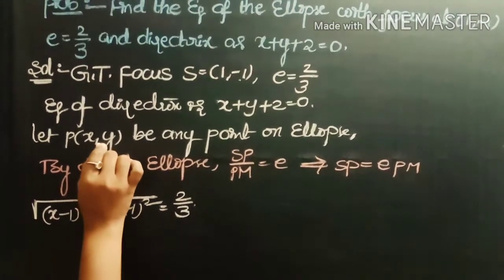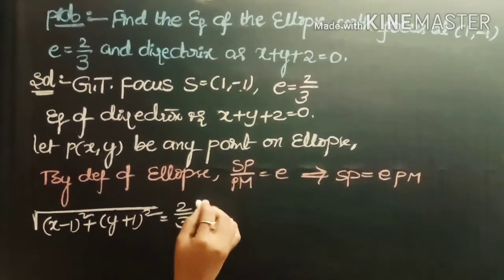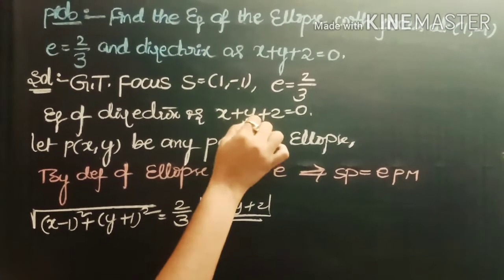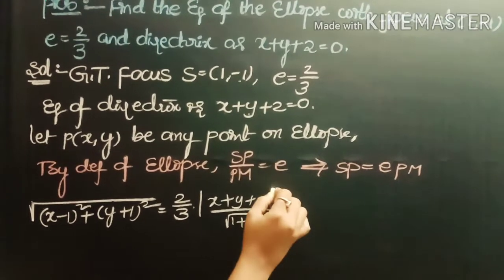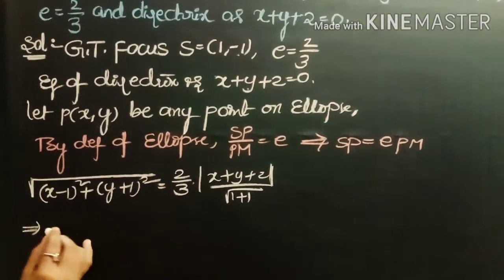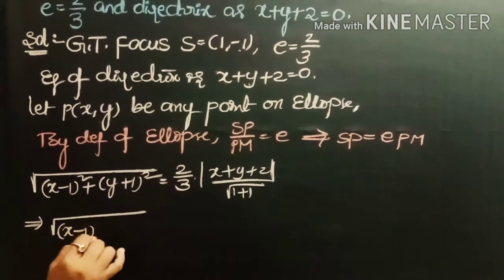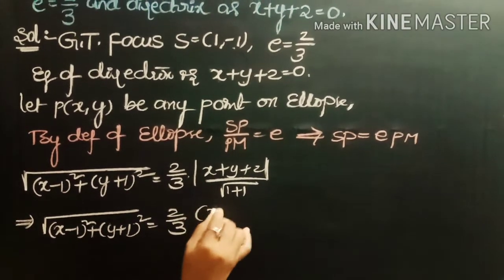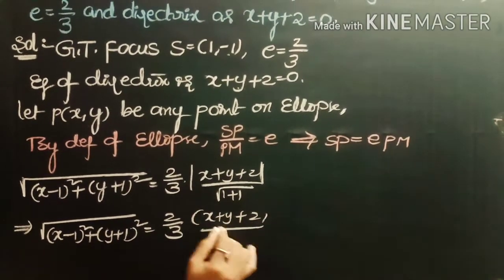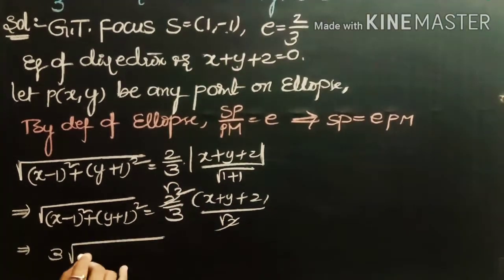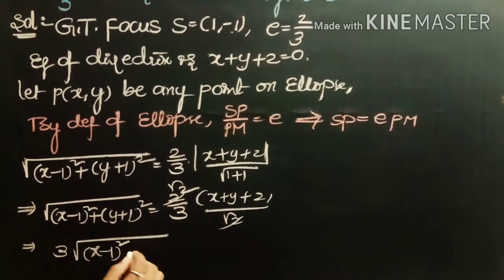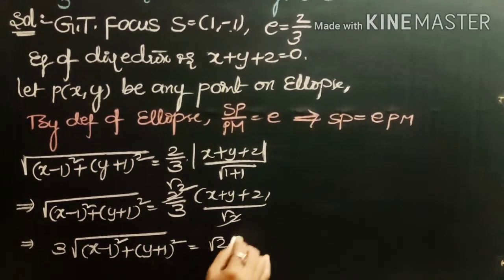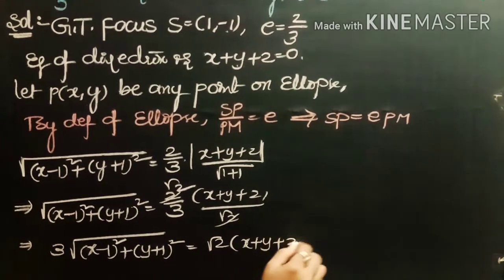PM is nothing but the perpendicular distance from the point P(x, y) to the directrix, that is the modulus of x + y + 2 divided by the square root of the coefficient of x squared plus the coefficient of y squared, that is 1 squared plus 1 squared, 1 plus 1. Which implies the square root of (x - 1) squared plus (y + 1) squared is equal to 2/3 into (x + y + 2) by root 2. Now this root 2 cancels with the root 2 here. By cross multiplication, this is 3 times the square root of (x - 1) squared plus (y + 1) squared is equal to root 2 into (x + y + 2).